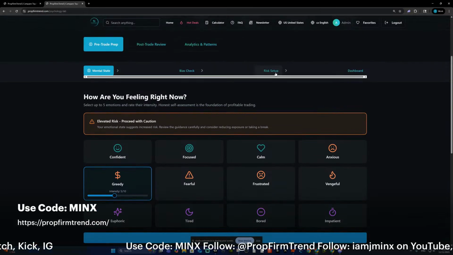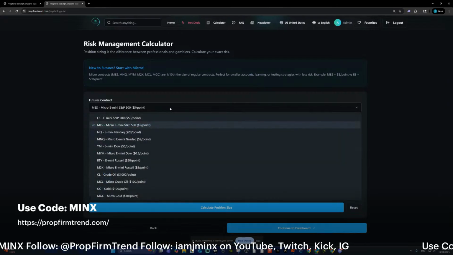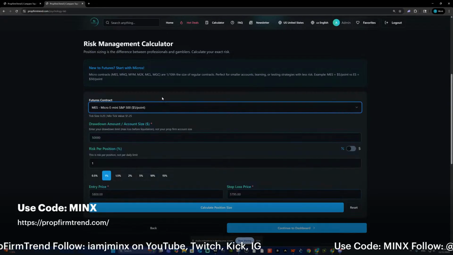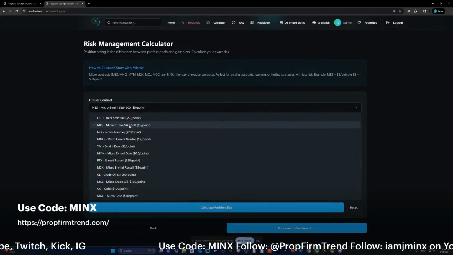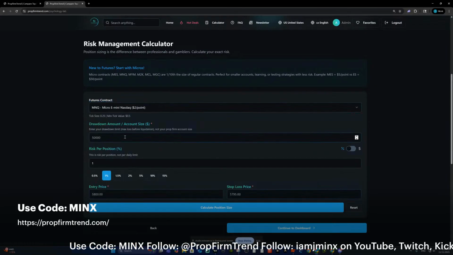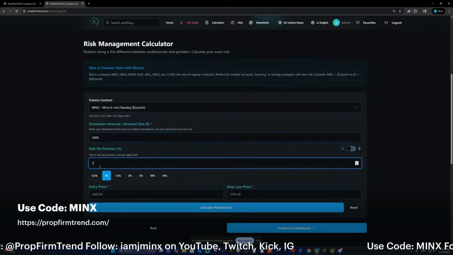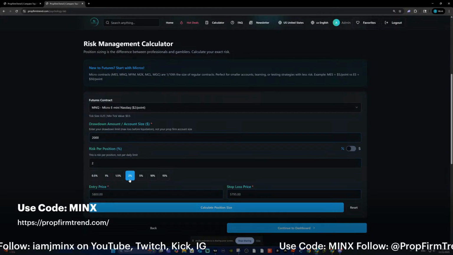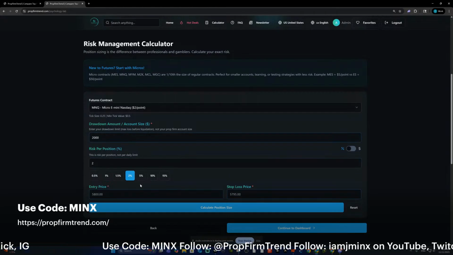But here is what I want to show you guys. It's this risk setup. And this is where a lot of traders fail, by sizing incorrectly, okay? So let's say you get a 50K account, just $2,000 drawdown, okay? Typically per position, your risk should be 2 to 3%.